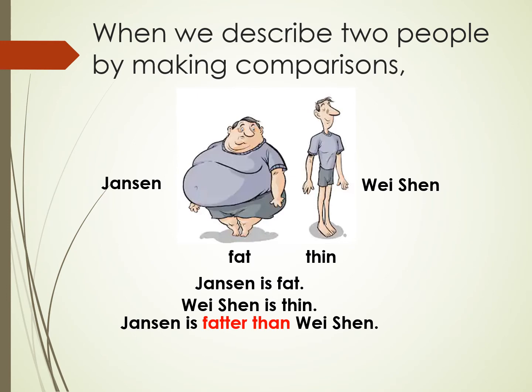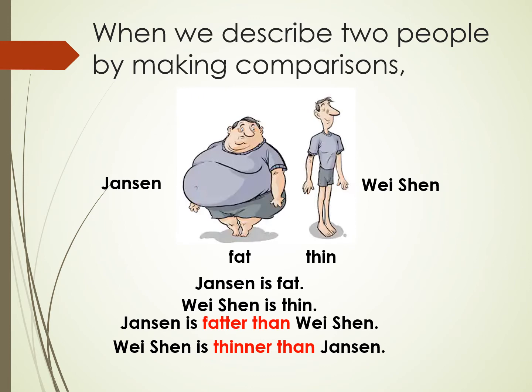Okay, when we want to make comparisons, we have to add er to some of the adjectives. In this scenario, we can add er to the adjective fat. Okay, remember after you add er to the adjective, remember to put in than as well. So the sentence will be Jensen is fatter than Wei Shen. Next, what about Wei Shen? Wei Shen is thinner than Jensen. That's how we make comparisons, right?